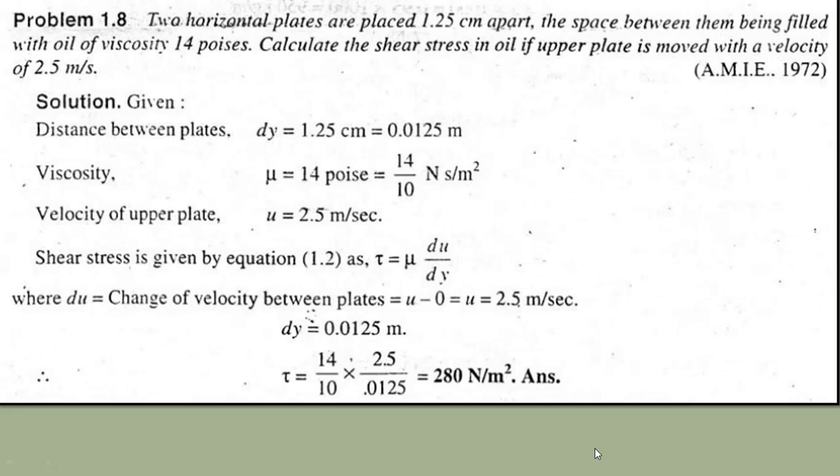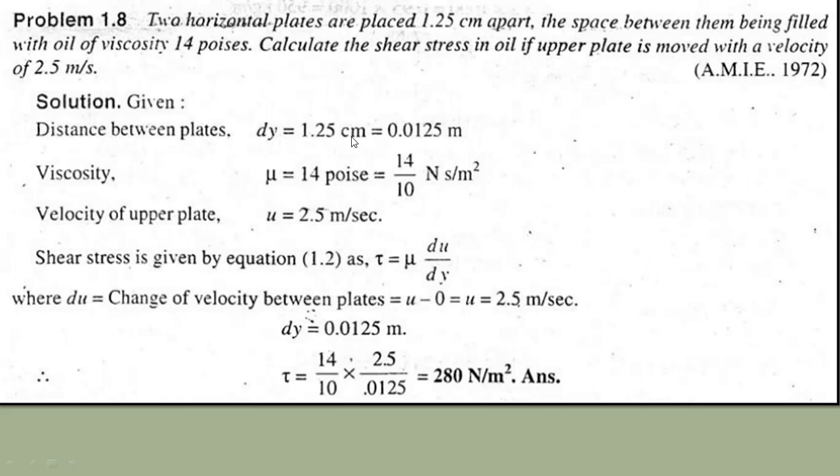Now, two horizontal plates are placed 1.25 centimeter apart, the space between them being filled with oil of viscosity 14 poise. Calculate the shear stress in the oil if the upper plate is moved with a velocity of 2.5 meter per second. So given the distance between two plates, that is dy. Distance between two plates is always dy.